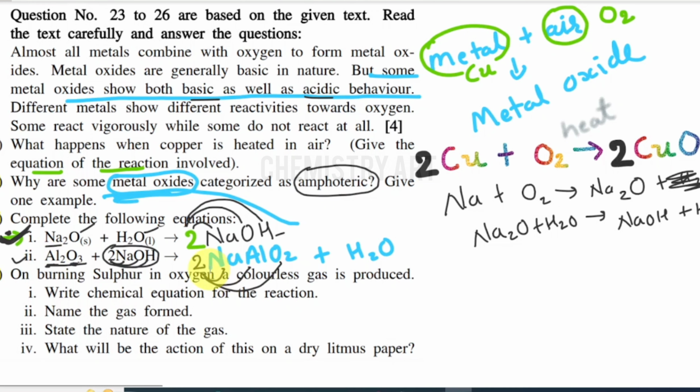Now check for oxygen. Here 2 oxygen, here also 2 oxygen, so 2 twos are 4. In H2O 1 oxygen is there, so 4 plus 1, total 5 oxygen on the right-hand side. Let's check how many oxygens are on the left. Here in Al2O3 there are 3 oxygen plus NaOH taken twice, so 3 plus 2, total 5 oxygen on the left-hand side. So oxygen is also balanced. Now only hydrogen remains. Here you can see that H2O means 2 hydrogen.